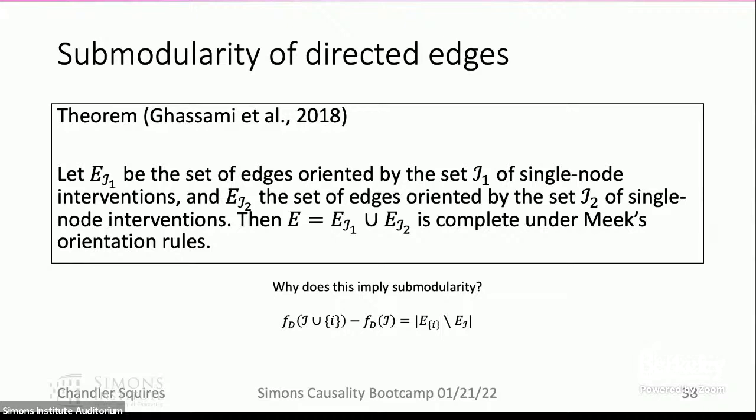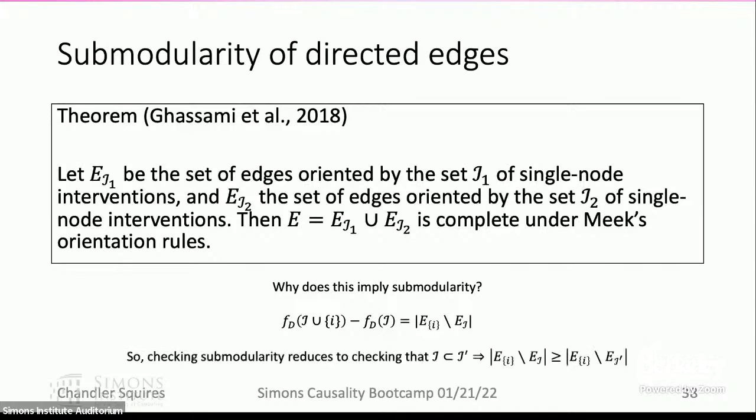And then I'm subtracting out the things that were already oriented. So I also have to do the set difference there. So the submodularity condition reduces to just checking that these two set differences satisfy this inequality, and that's like a trivial inequality.